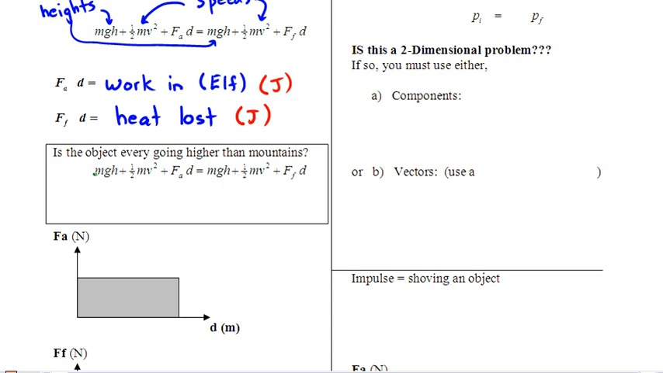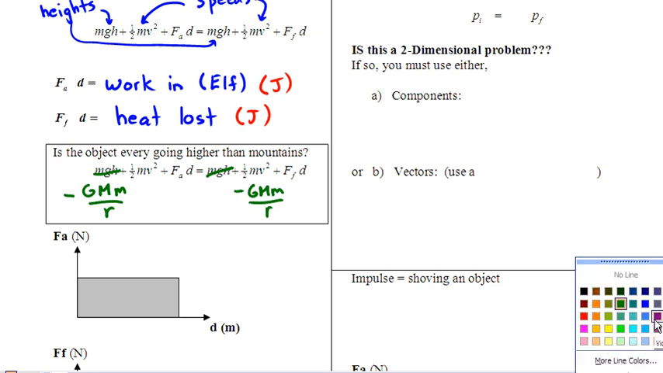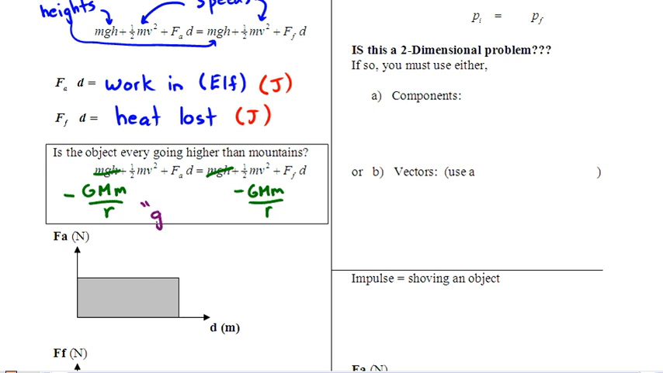We can just take out MGH, and in its place we can put in negative G M m all over r. So anytime it's a question where either at the beginning or at the end you go very high, you have to do that. We'll take them both out. Even if it's only high at the very, very end of the story, we'll take them both out and put these negative G M m over r's in instead. The reason why we have to do that is, again, because little g changes if you go higher than roughly Mount Everest, if you go higher than 10,000 meters.